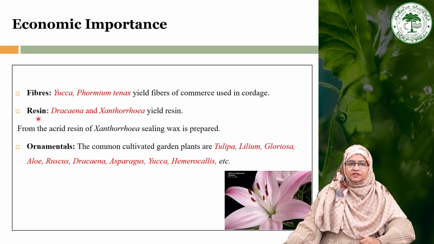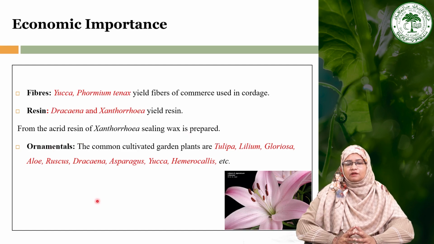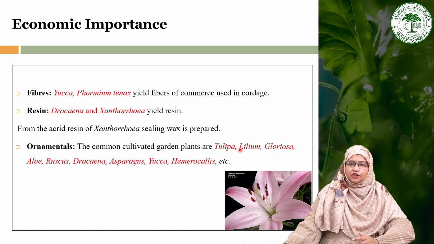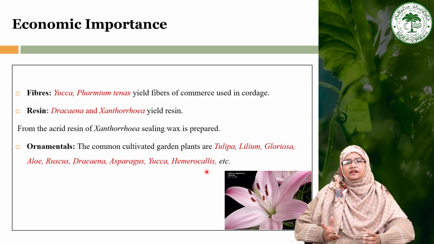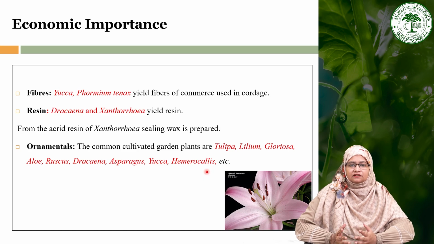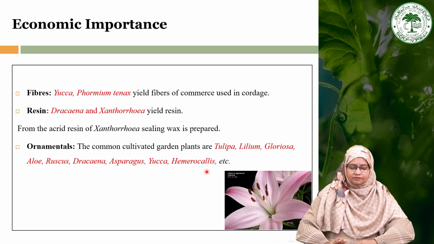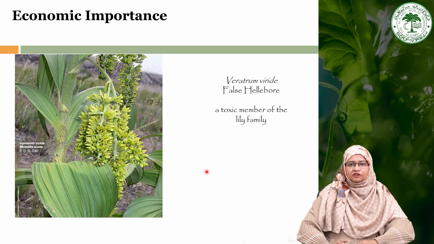Some plants also yield resin, like Dracaena and Xanthorrhoea. From the acrid resin of Xanthorrhoea, sealing wax is prepared. Besides this, there are many ornamental plants like Tulipa, Lilium, Gloriosa, Aloe, Ruscus, Dracaena, Asparagus, Yucca and Hemerocallis. These are the numerous ornamental plants obtained from this family, which are used in gardens. So this is the economic importance of this particular family.